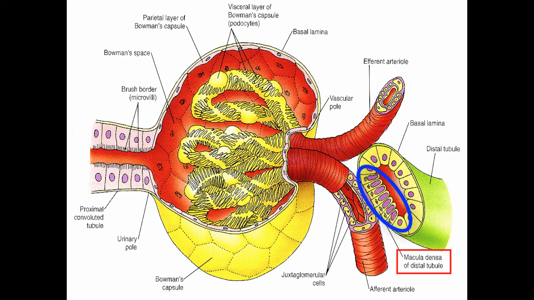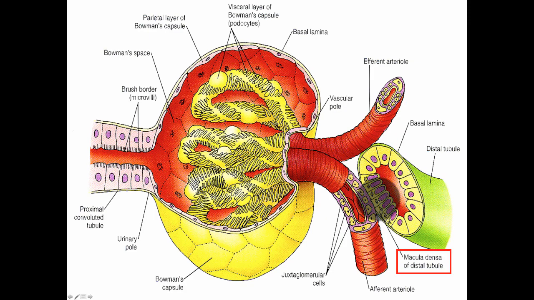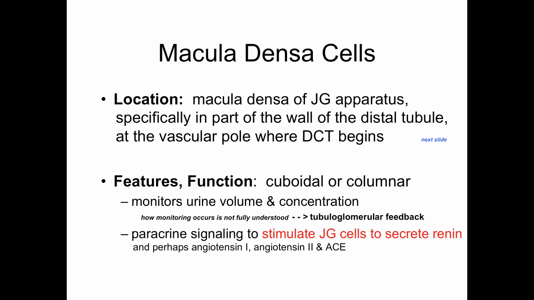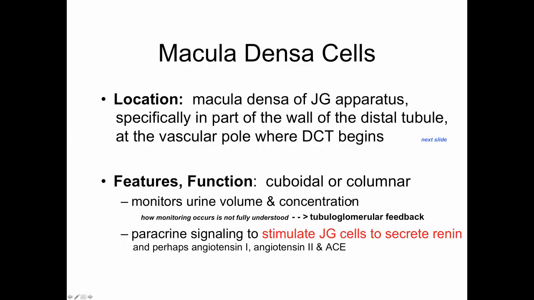Let me talk about the macula densa of the distal tubule. If we look at a nephron, you can see a proximal convoluted tubule, and it will trace to the proximal tubule to the loop of Henle, come back up to the distal tubule. There is a structure here called the macula densa, shown like this, and the macula densa of the JG apparatus is specifically in a part of the wall of the distal tubule. It's at the vascular pole where the distal convoluted tubule begins. So it's at this pole, the notch between the afferent and efferent arterioles.